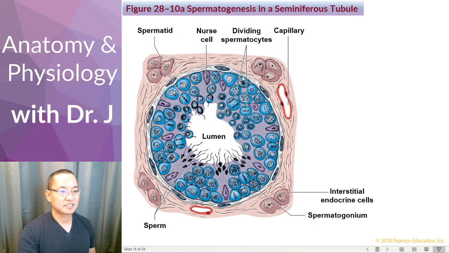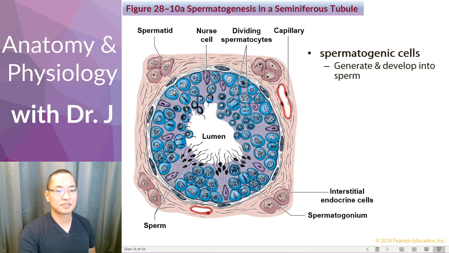Now here we have a cross-section of a seminiferous tubule, showing more of the cells. So think about how sperm is made. The stem cells of sperm are called spermatogonium. Spermatogonium line the outside periphery of a seminiferous tubule, and as sperm mature, they start moving toward the inside of the tubule, toward the lumen. Again, it's a tubule not just in structure, but also in transporting these sperm to eventually be ejaculated. So spermatogenic cells are what generate and develop into sperm, and these are our spermatogonium.